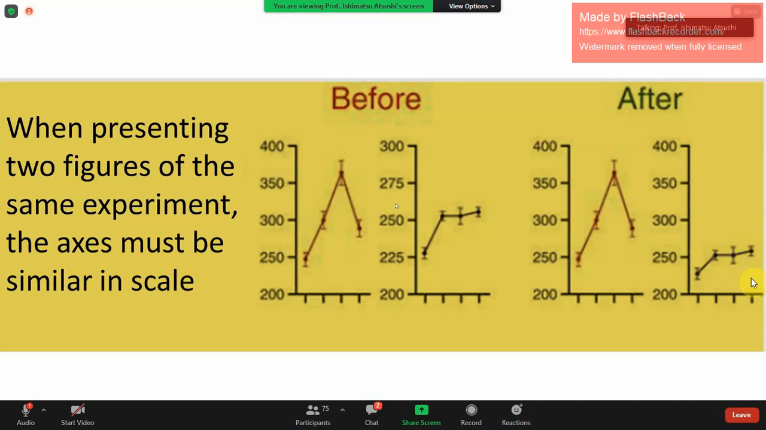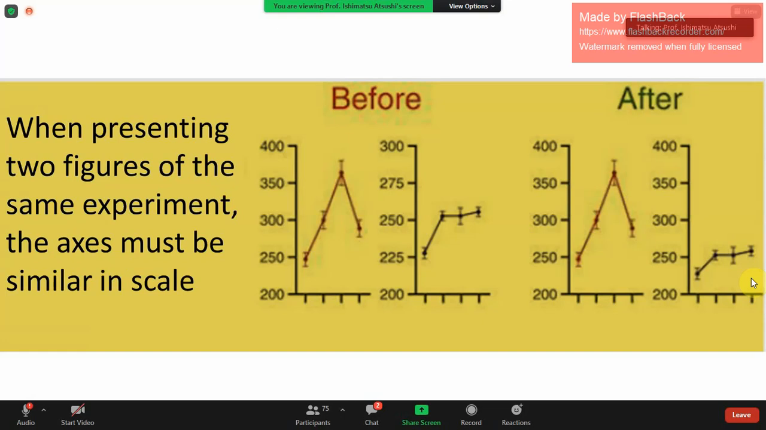This may make the readers and audiences misinterpret your data. So in those cases, the scale or range for the y-axis should be the same, in this example starting from 200 and finishing at 400 for both of them. This is a must. This is absolutely a must. Okay, be careful about this.